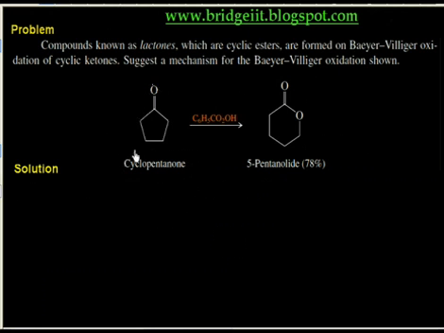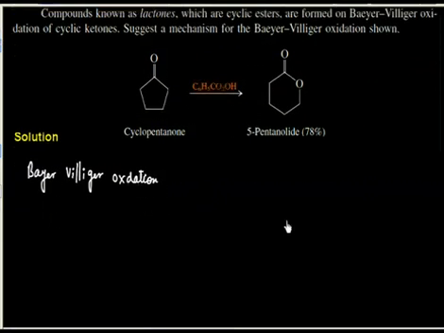Now the mechanism for this reaction, this is basically called Baeyer-Villiger oxidation. So we will discuss the mechanism for Baeyer-Villiger oxidation. This is an oxidation reaction because we are injecting one oxygen. Sometimes this reaction is also called oxygen insertion. So what is happening? Oxygen atom insertion. In this case, one oxygen atom has been injected.